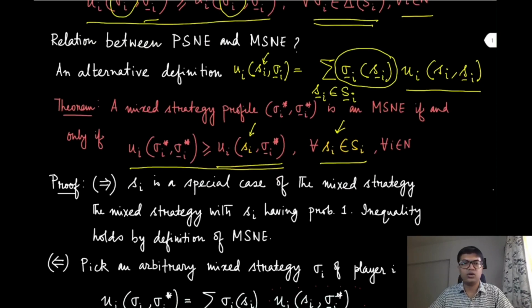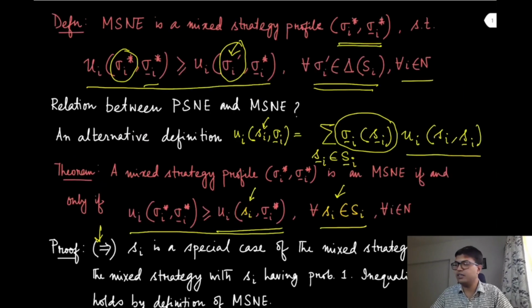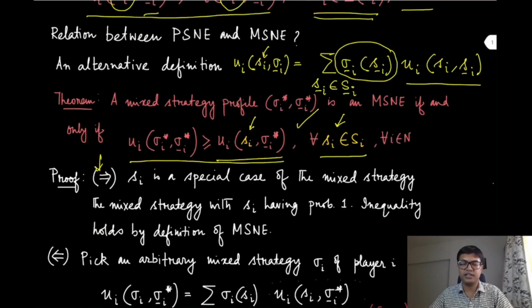That is quite obvious, since S_i is a special case. What are we trying to prove in this direction? We are trying to prove that if it is an MSNE by the original definition of MSNE, then definitely this inequality should hold. This will hold because S_i is a special case. You can just think of S_i as a degenerate case of that probability distribution.